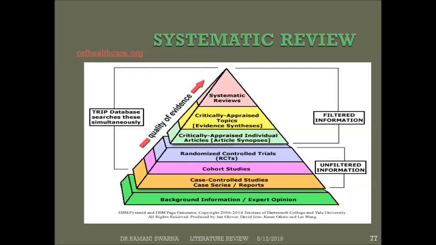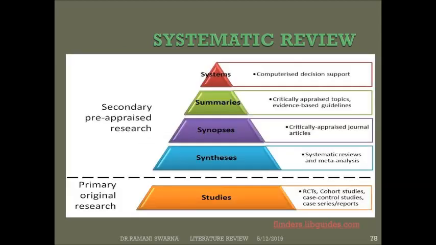Now from the orange shade till the RCTs, you can see it has been clearly mentioned as the unfiltered information. That means you have not filtered, you're still in the gathering mode only. Now starting off from the critically appraised individuals till the systematic reviews, you have entered what we call the filtered information zone. So starting from the orange level, that is case control studies, case series and reports, till the end we call them TRIP database searches.